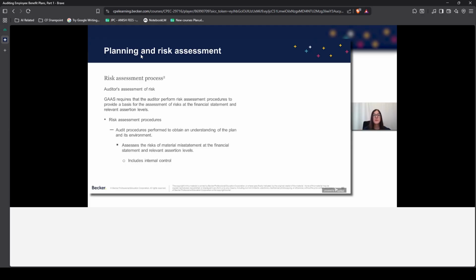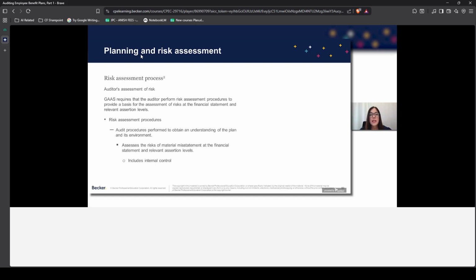With this risk assessment process, we are going to have to identify risk, whether due to fraud or error. And we have to document this risk assessment process to show our compliance with all three steps, including the identification, the assessment, and the response.